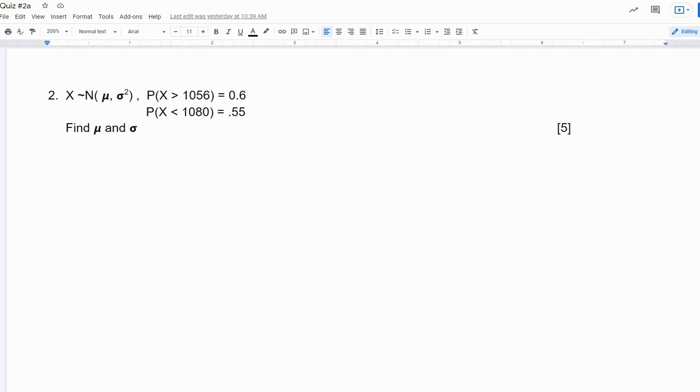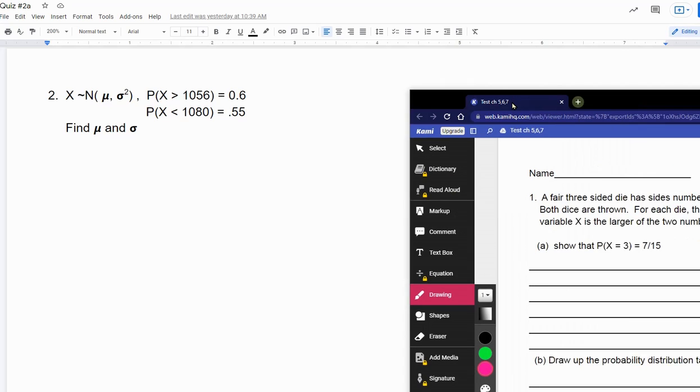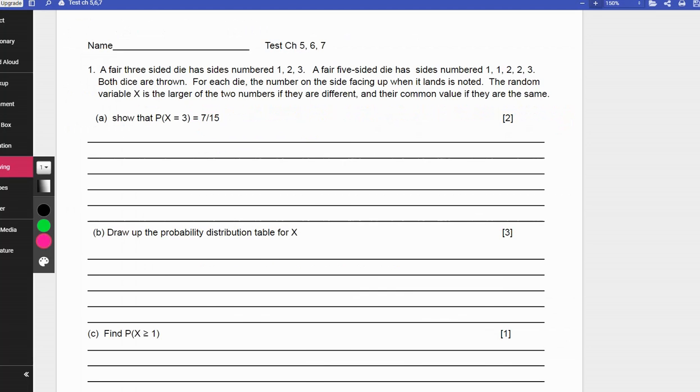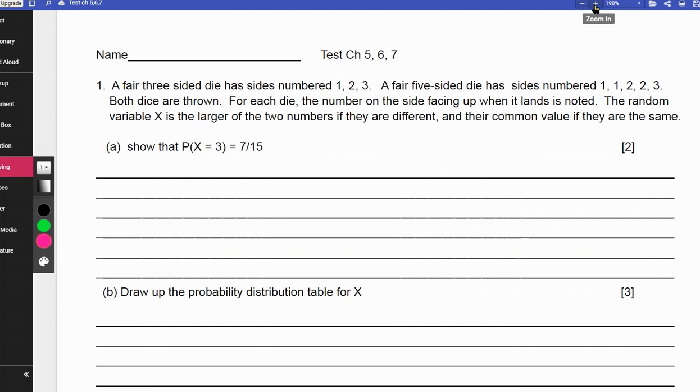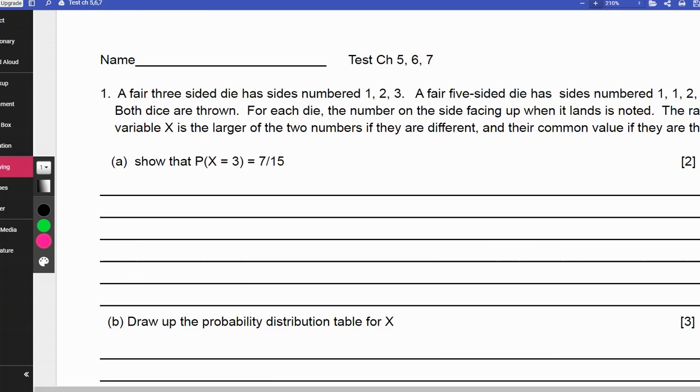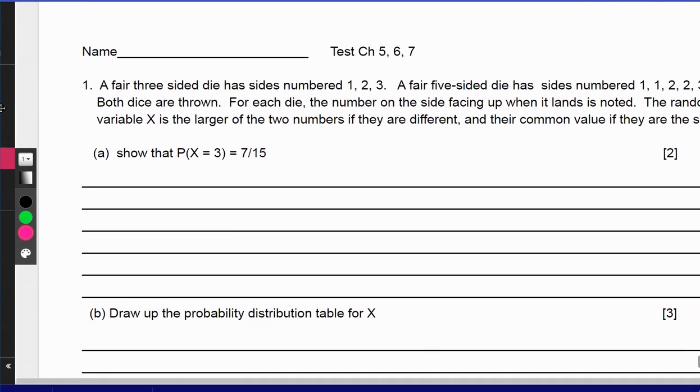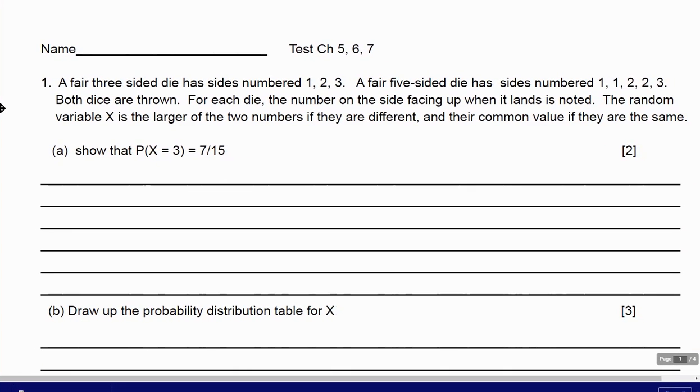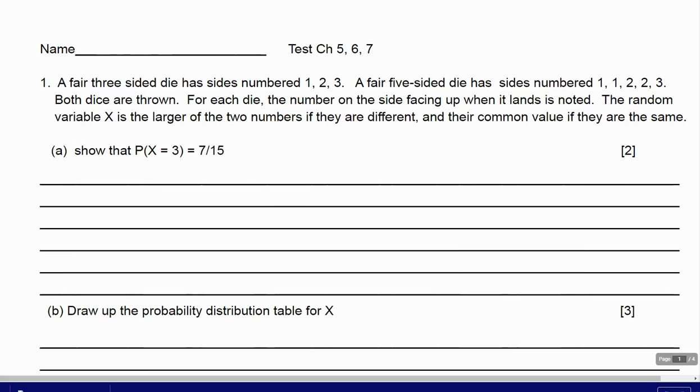Now, today what I want to talk about is the remediation for that last test. Now, let's get this a little bigger. All right, take a look at this.